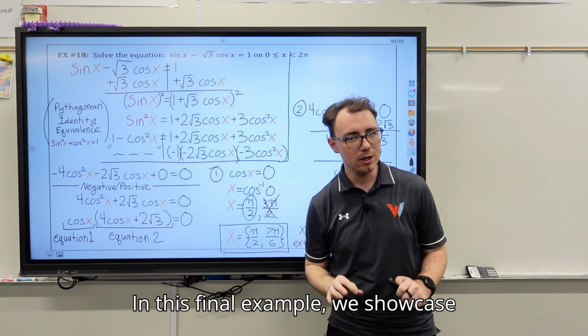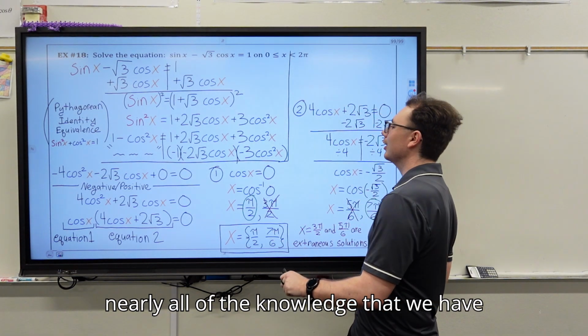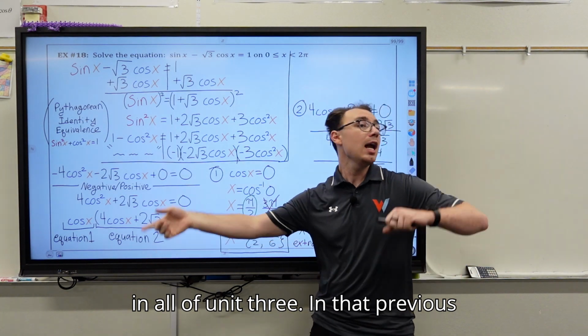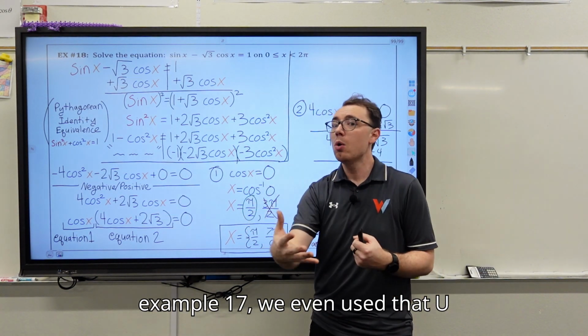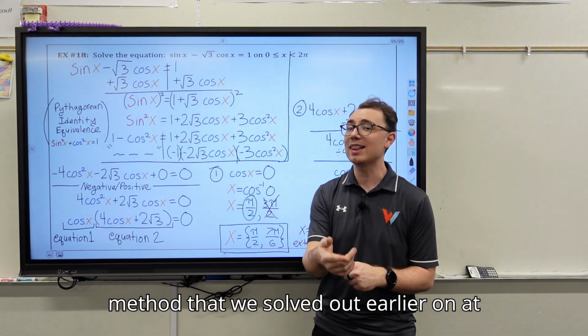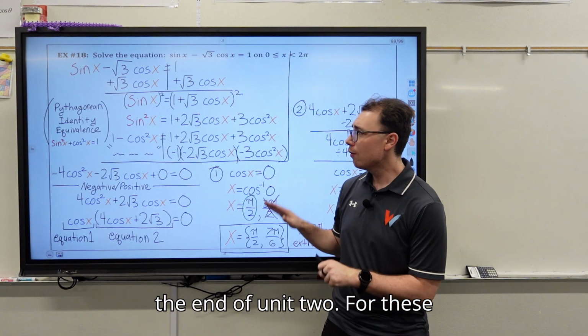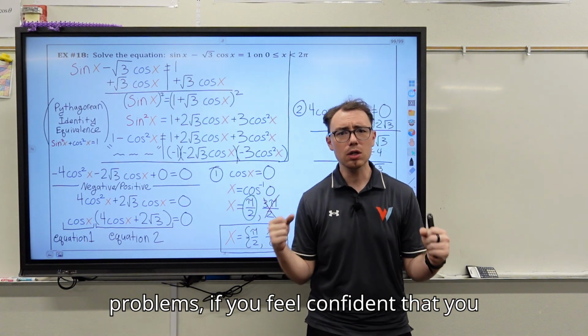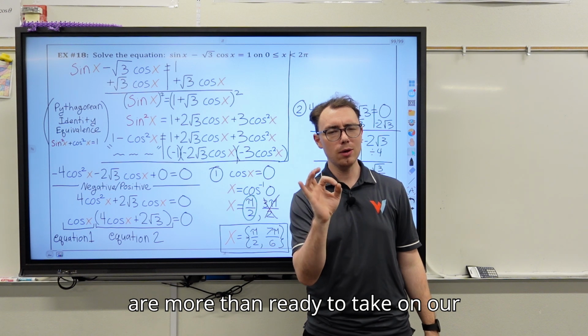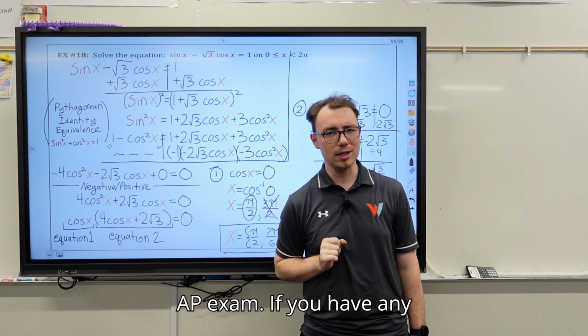In this final example, we showcase nearly all of the knowledge that we have in all of Unit 3. In that previous example 17, we even used that U method that we solved out earlier on at the end of Unit 2. For these problems, if you feel confident that you can solve these types of problems, you are more than ready to take on our AP exam.